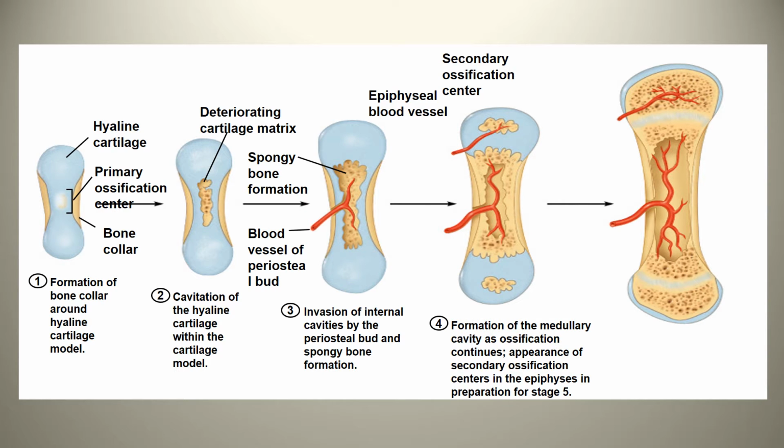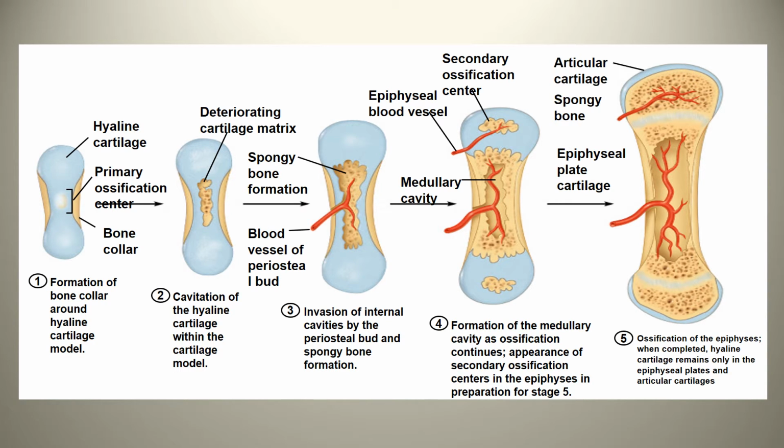So the formation of the medullary cavity as ossification continues. You get the appearance of secondary ossification centers in the epiphyses in preparation for stage 5, which is ossification of the epiphyses. When completed, hyaline cartilage remains only in the epiphyseal plates and articular cartilage.